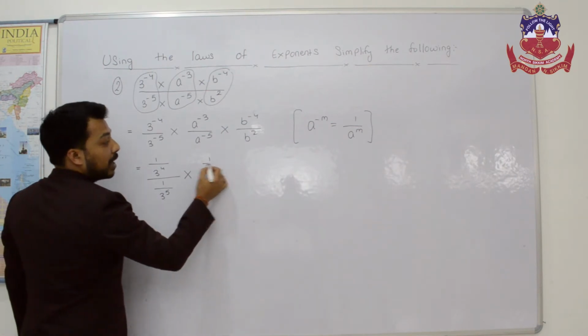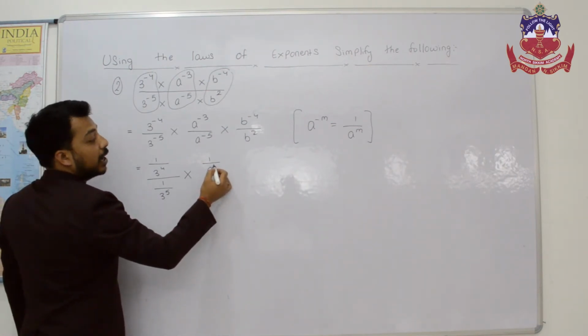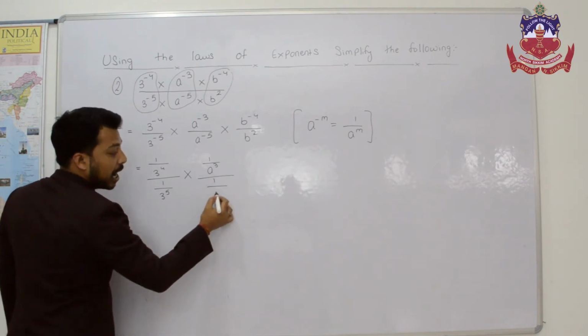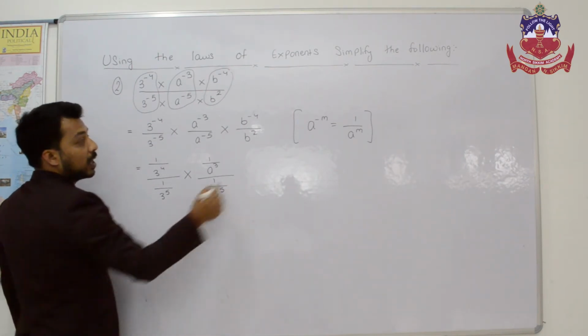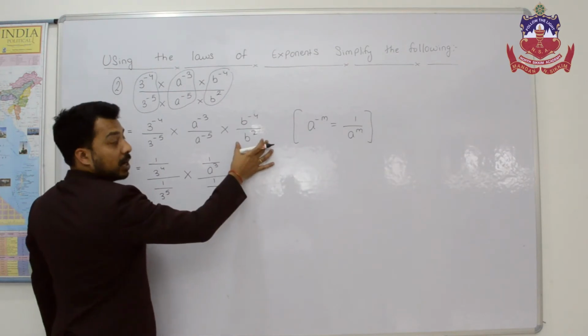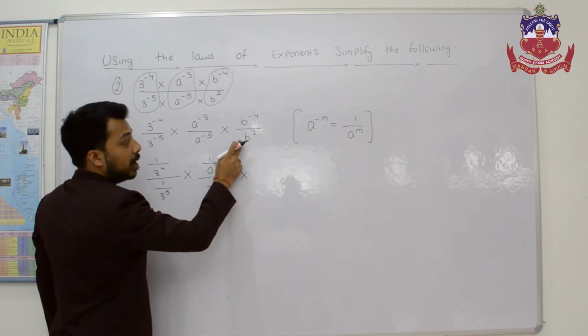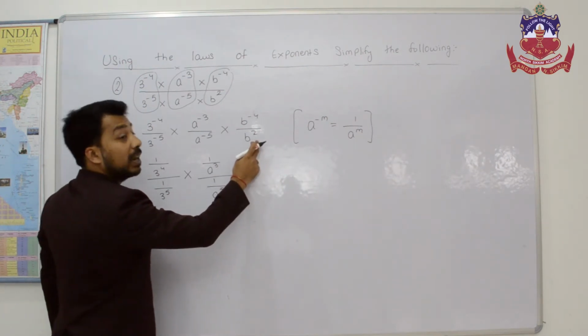For the second part, we apply the law. It will give us 1 divided by a to the power 3 whole divided by 1 divided by a to the power 5 into, for this third part, we will be only applying the law for the numerator, as in the denominator the power is positive, it's not negative.